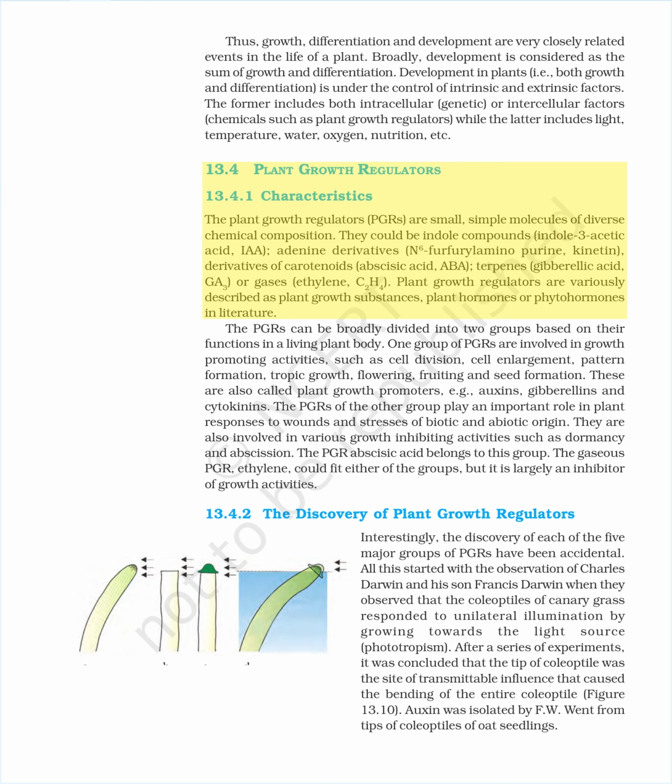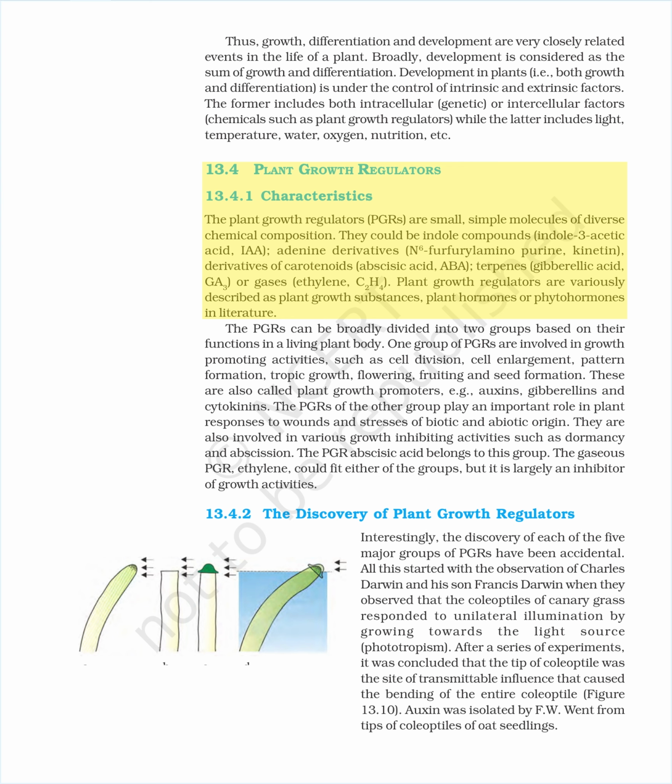13.4 Plant growth regulators. 13.4.1 Characteristics. The plant growth regulators, PGRs, are small, simple molecules of diverse chemical composition. They could be indole compounds, indole-3-acetic acid, IAA, adenine derivatives, N6-furfurylamino-purine, kinetin, derivatives of carotenoids, abscisic acid, ABA, terpenes, gibberellic acid, GA3, or gases, ethylene, C2H4.